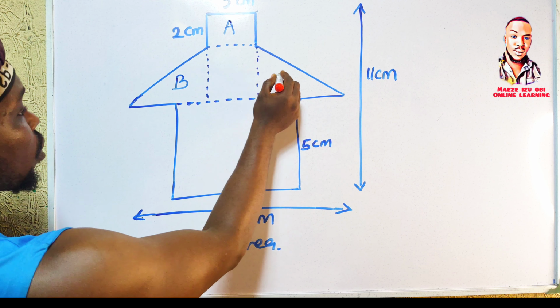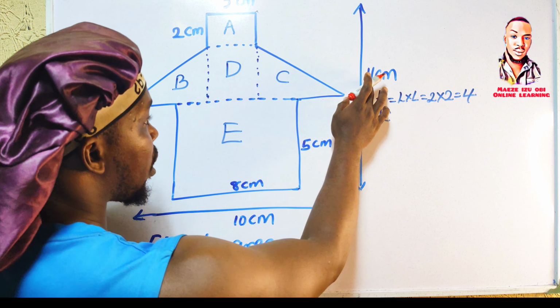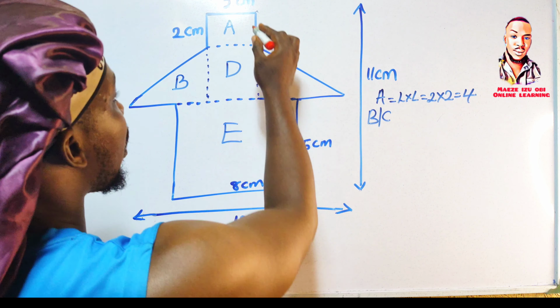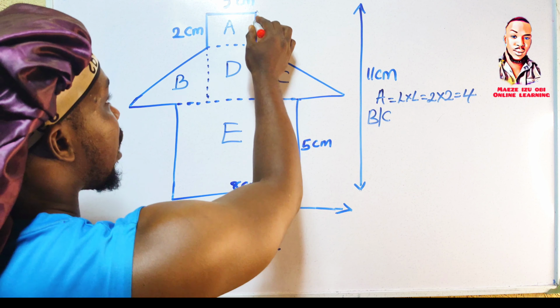B and C are equal. These two shapes are equal. But the problem we have in solving for this shape is that we need to find the height and the base. And how are we going to find the height? Now remember that from here to here, we have 11 centimeter as the height. But from here to here is automatically 5. We remove 5 from 11, we still have 6. Now we remove 2, that is this side, from this, we still have 4. So the height here now will become 4.